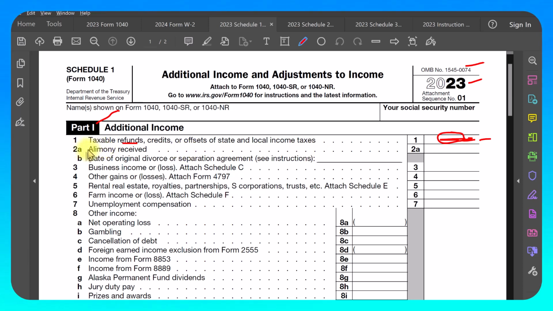Alimony. We mentioned the year involved is, I think, 2018. Was it 2018 or after 2018? Before 2019, if you got divorced and are still receiving alimony now, here in 2023, taxable. Now, if you receive alimony from a divorce that took place after 2018, not taxable.